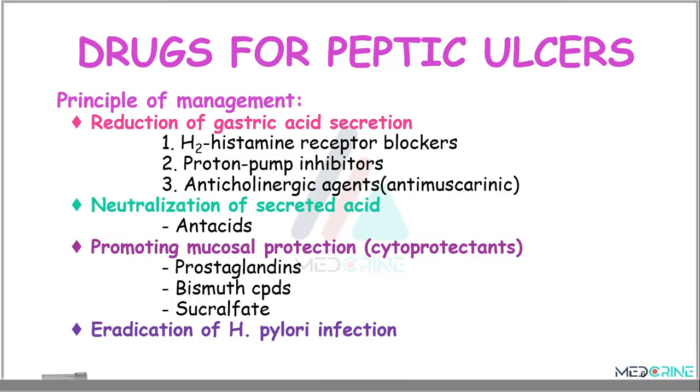So let's embark on the pharmacology of peptic ulcer management. In the principles of managing peptic ulcers, we have drugs which work in various modes, and one of the ways that we manage it is by the reduction of gastric acid secretion. This reduction is effected by the use of histamine receptor blockers, proton pump inhibitors, and anticholinergic agents, for example, antimuscarinic agents. The second methodology is neutralizing the secreted acid by the use of antacids, and promoting mucosal protection by use of cytoprotectants, for example, prostaglandins, bismuth, and sucralfate. And lastly, we can eradicate the Helicobacter pylori infection.